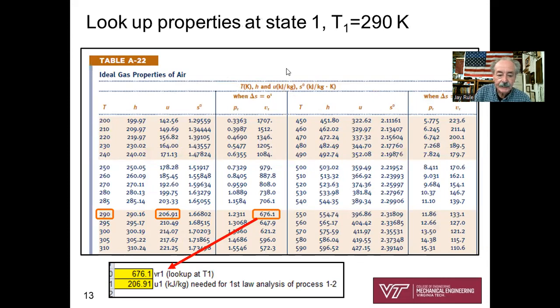We're going to start at T1, and we will write down U, because we're going to use the first law. If you're going to use the first law, always write down U, and then go and write down VR1. So I've got 676.1, which is VR1. Just write it down. And then U1 is 206.91 kilojoules per kilogram. Write that down. It's going to be very handy.